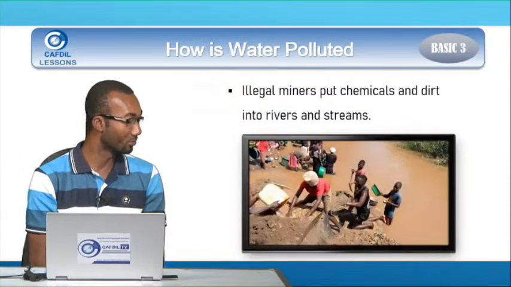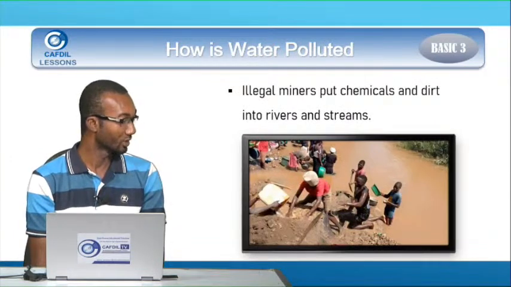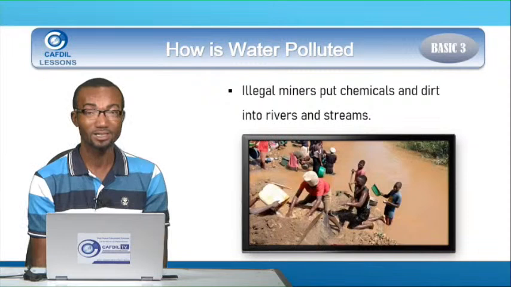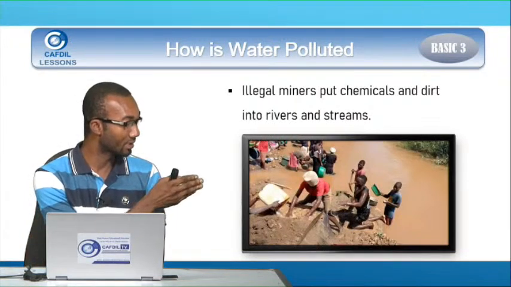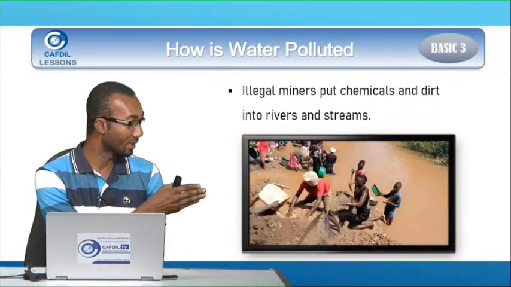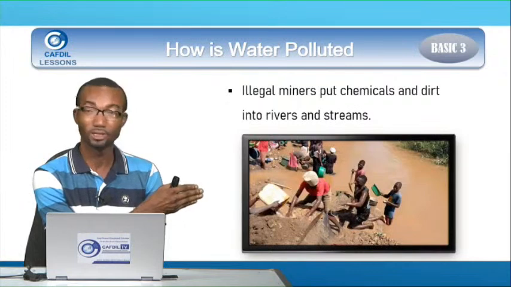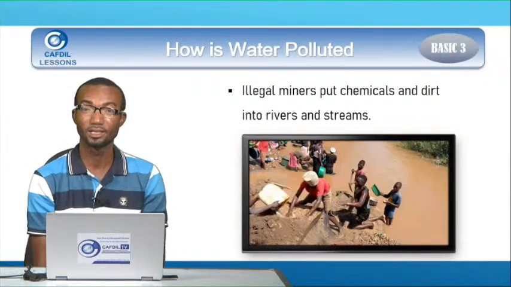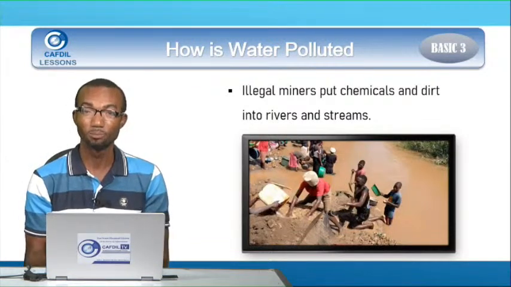Okay, what are these people doing? This is what we normally call galamsey. You see, illegal miners also put chemicals and dirt into rivers and streams. And look at how dirty they have turned this water into. Because when they take the soil, they wash it in the water to see if they can find minerals inside, and by so doing, they pollute the water.